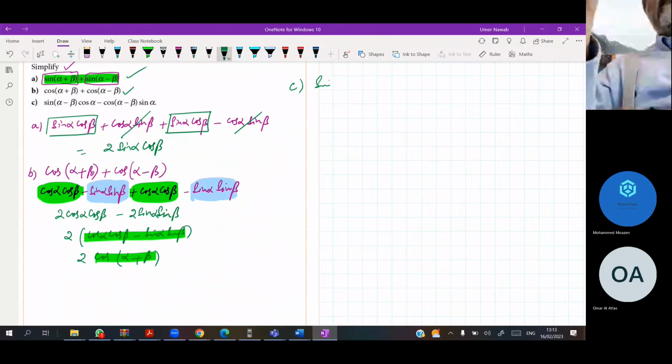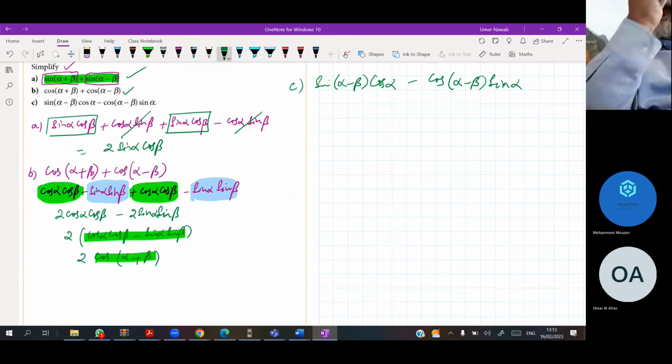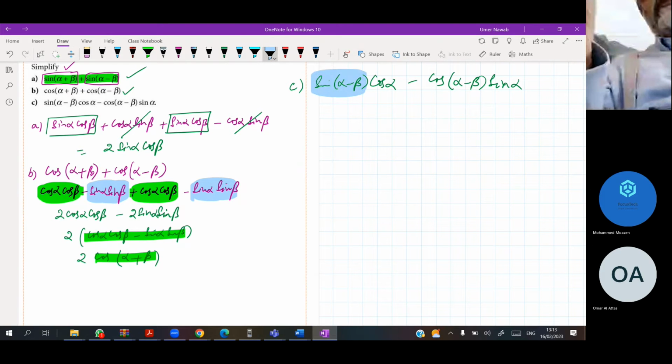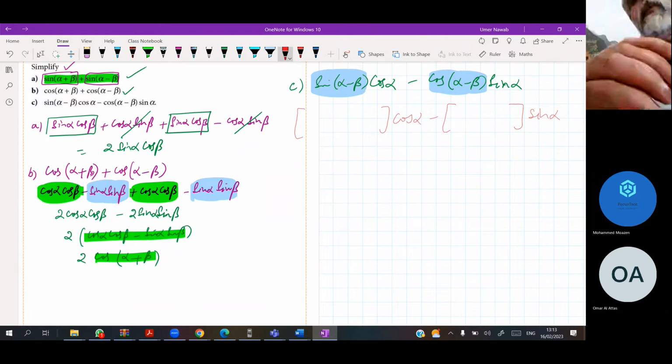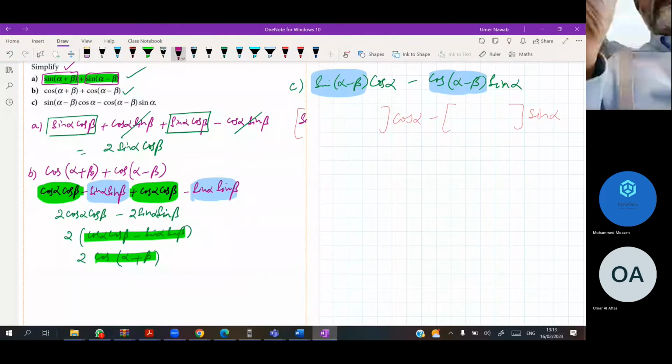He said sine of alpha minus beta cosine of alpha, minus cosine of alpha minus beta sine of alpha. I'm trying to use the applications of compound angle identities, and I'm assuming that you already have an idea about it. That's why I'm solving it fluently. And anywhere you get stuck, please stop me. Sine alpha cosine beta minus cosine alpha sine beta is the expansion of this thing.